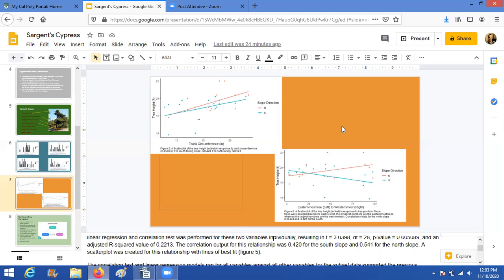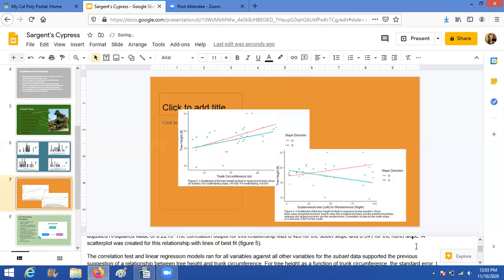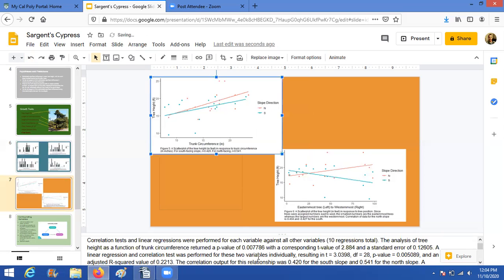So when we subset these individually, so we just did the regressions for the north and south, the p-value grew a little bit because our sample sizes decreased, but still significant. So we do have a relationship between tree height and trunk circumference.